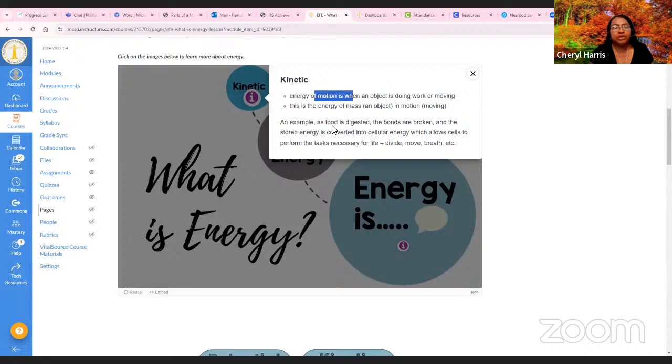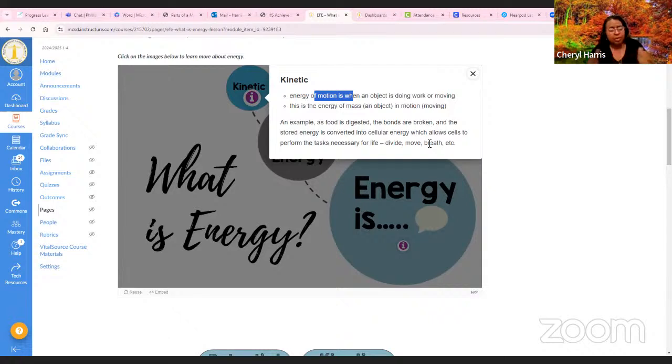All right, so it says, for example, food is digested, the bonds are broken down, and the stored energy is converted to cellular energy, which allows the cells to perform the task. The task, again, is the work that it needs to do, meaning the cells need to divide or reproduce. They need to move around, and your muscles need to move, your lungs need to take in oxygen. All of that requires energy.